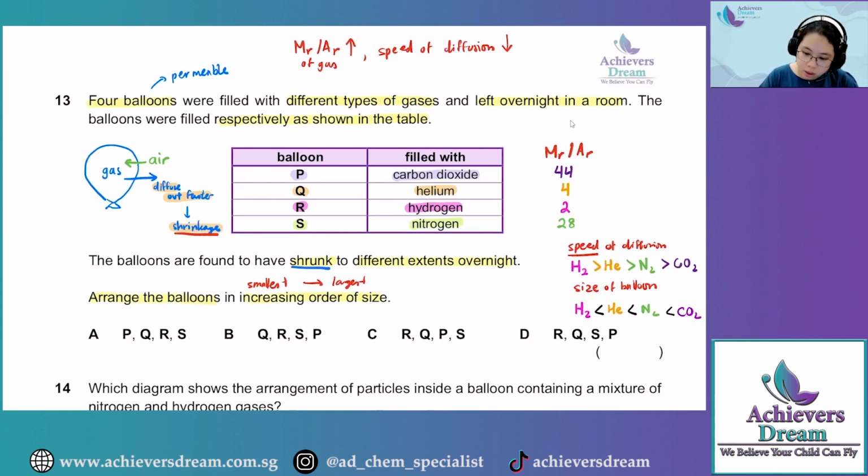So the order should be R, followed by Q, followed by S, followed by P, which is the same as option D.